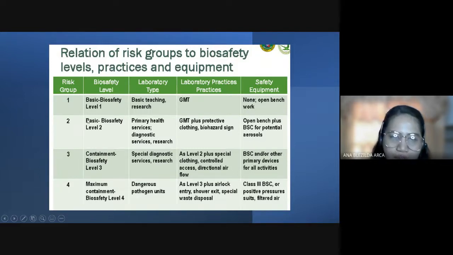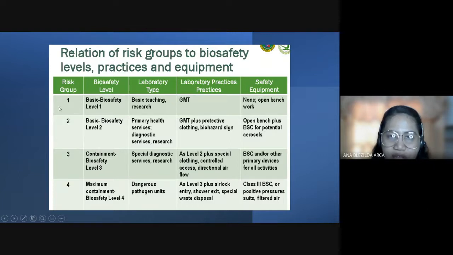Okay? So, kapag risk group 2, this is being processed sa mga primary health services. For risk group 3, for special diagnostic laboratory. And for risk group 4, sa mga dangerous pathogen units. Hindi siya basta-basta pwedeng i-process sa kung saan lang na laboratory.